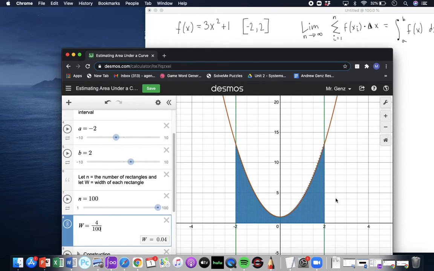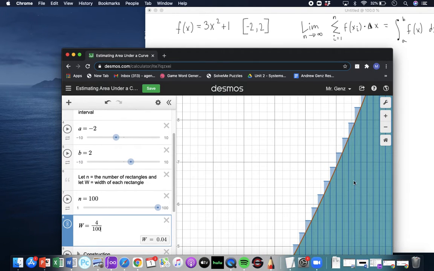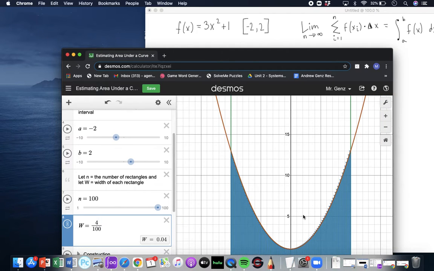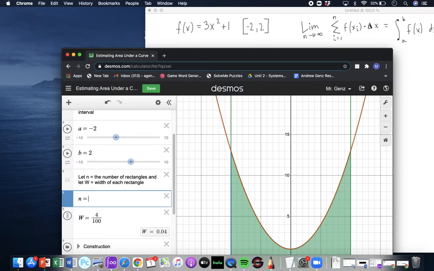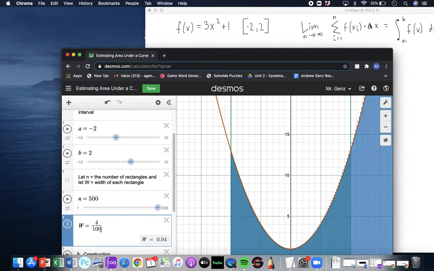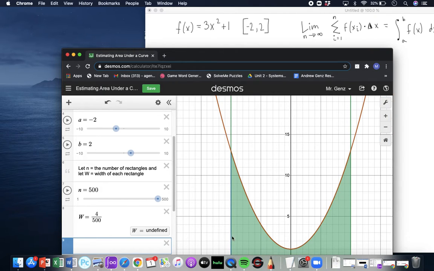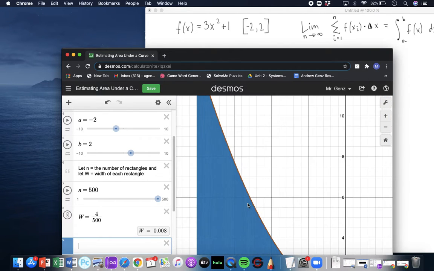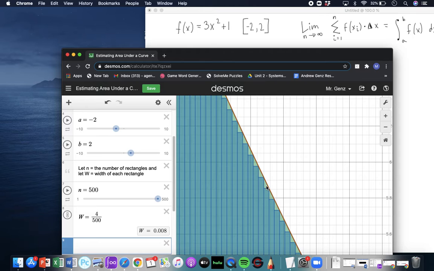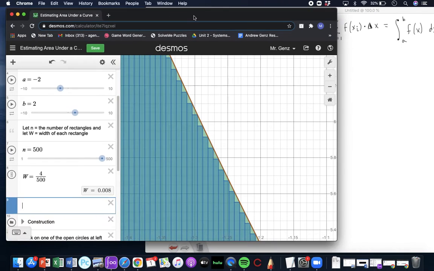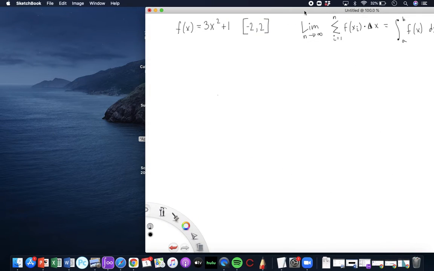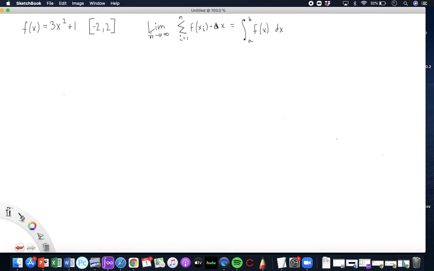If I put 100 rectangles in the space and added them all up, I might get closer to the area, but maybe not exact. What if I put in 500 rectangles? Let's change that to 500. It's even more rectangles, but you can see I'm still just a little off. That's where this formula comes from: the idea of putting infinitely many rectangles into the space, adding up all those rectangles, and getting my area under the curve.